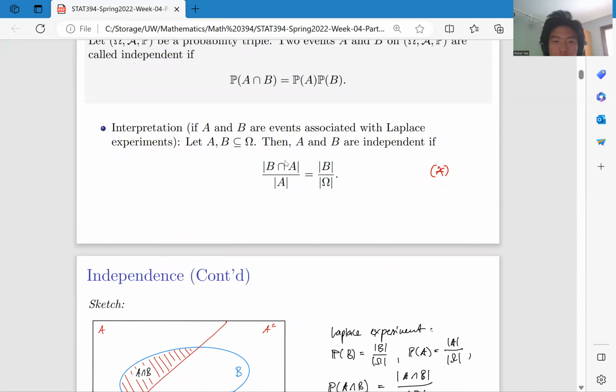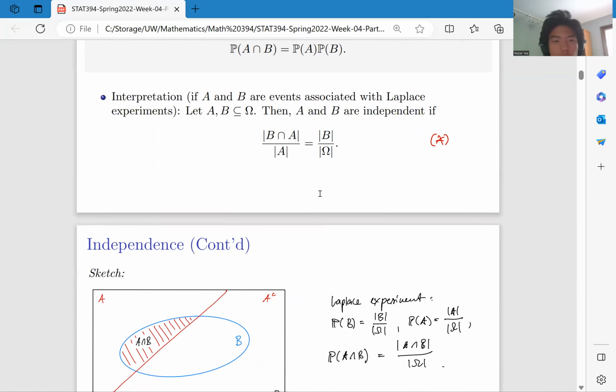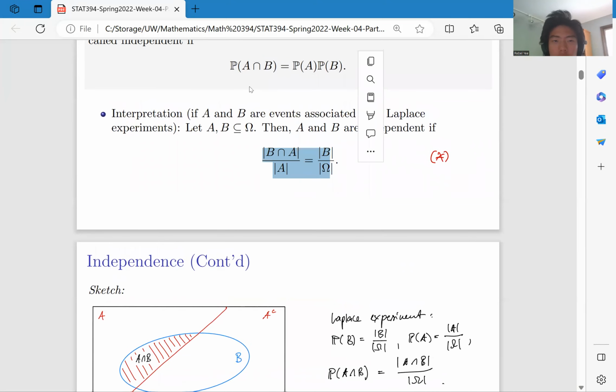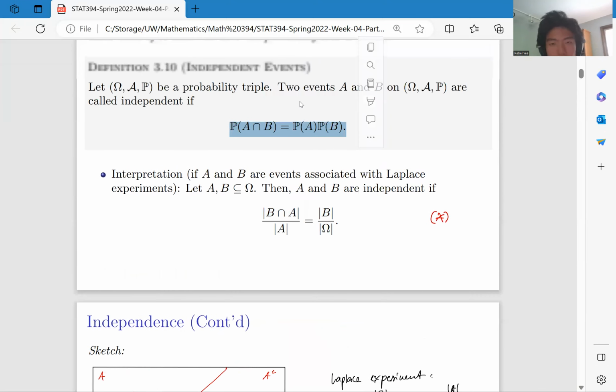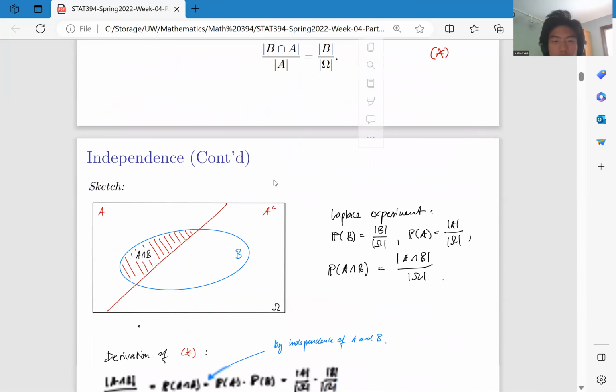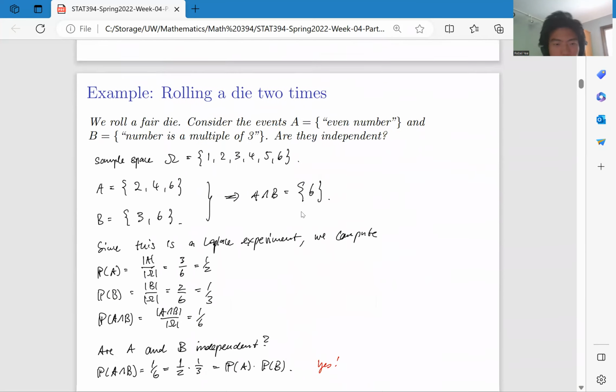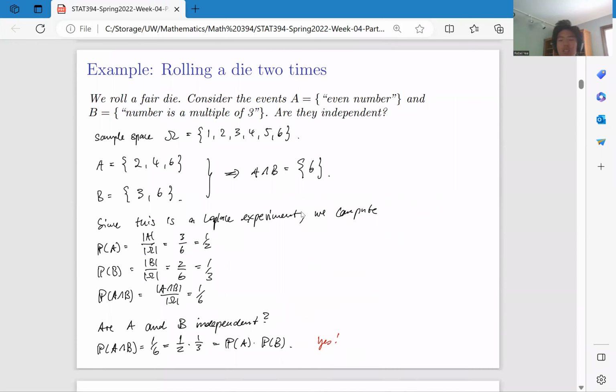Cardinality of B intersection with A. Okay, so this is a different term, but we can use the commutativity of the intersection to say they are just equal. So B intersection with A divided by A is equal to B divided by omega. So we are done. So this formula and this formula are also equal, I would say equally important in realistic problems. So why not, let's see an example to see how independence works.